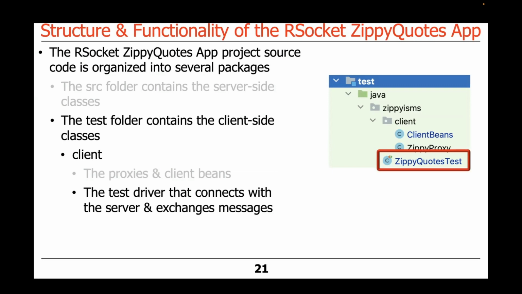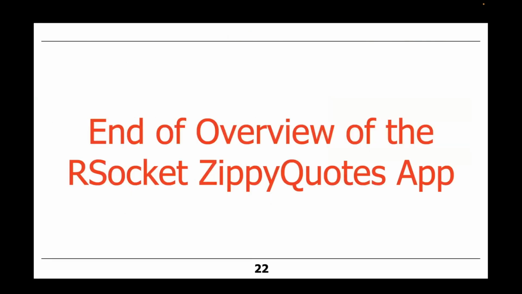And finally, there's a test driver that connects with the server and then exchanges all the messages and prints out the results. And the test driver also demonstrates the use of Project Reactor's StepVerifier mechanism, which is a very nice way of being able to test the behavior of asynchronous communication in a quasi-synchronous way, which makes life easier for testing and debugging. So that's the end of the overview of the app.